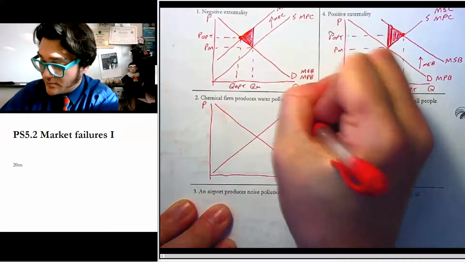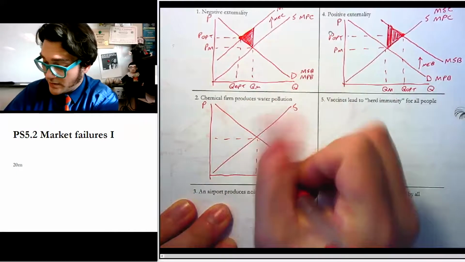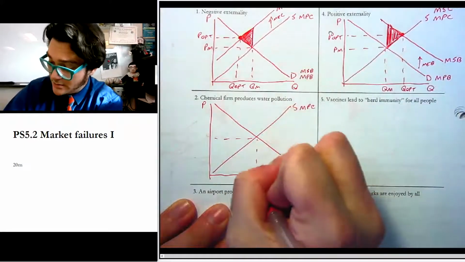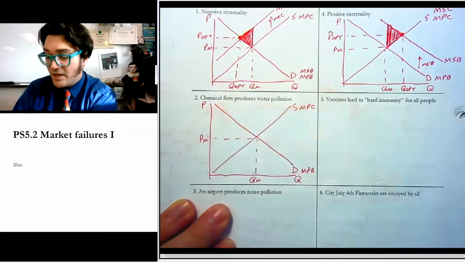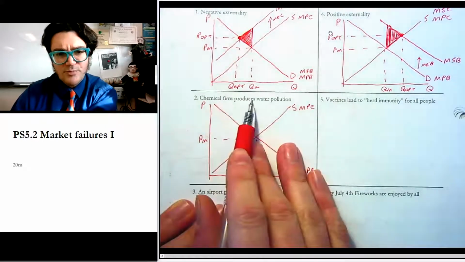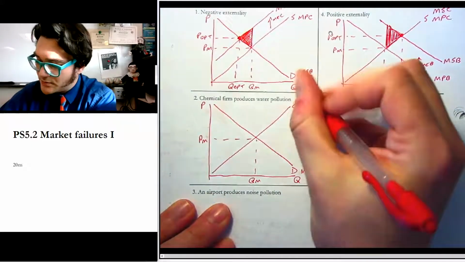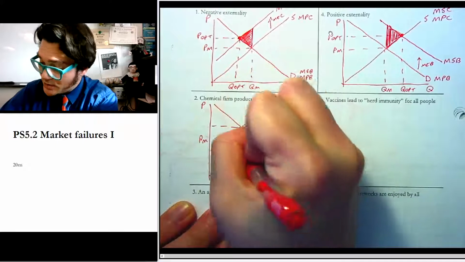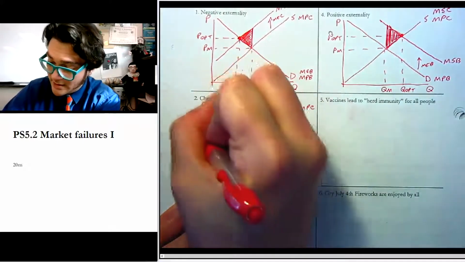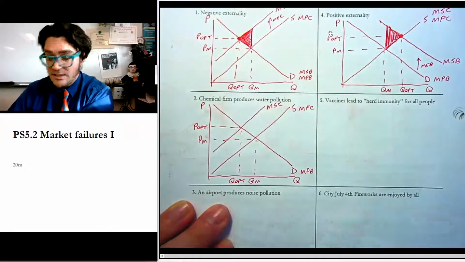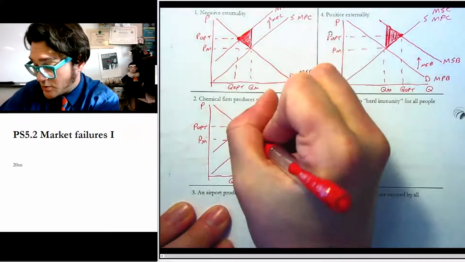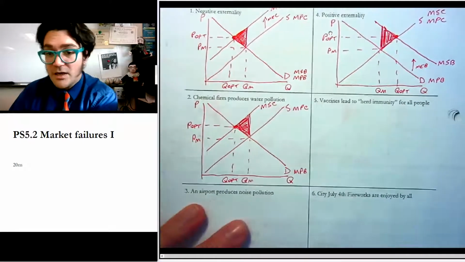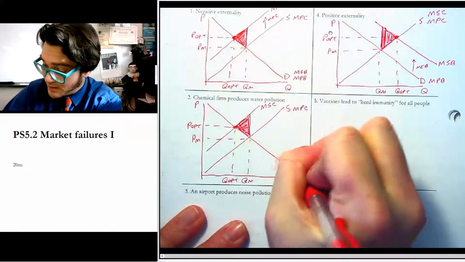So we're going to start the same way every time, and we'll label MPB, MPC, QM, PM. And at this point, we should be able to say a chemical firm produces water pollution. That is an external cost, right? So we have a second curve up here, MSC, and an optimal quantity, Q opt, and an optimal price, P opt. And we know that the arrowhead points toward the optimal. So it's going to look just the same as the one above it. Oh, and we have to add MSB down here as well.